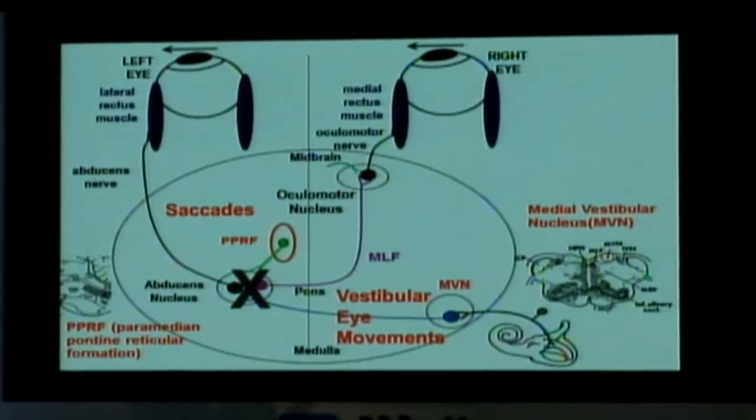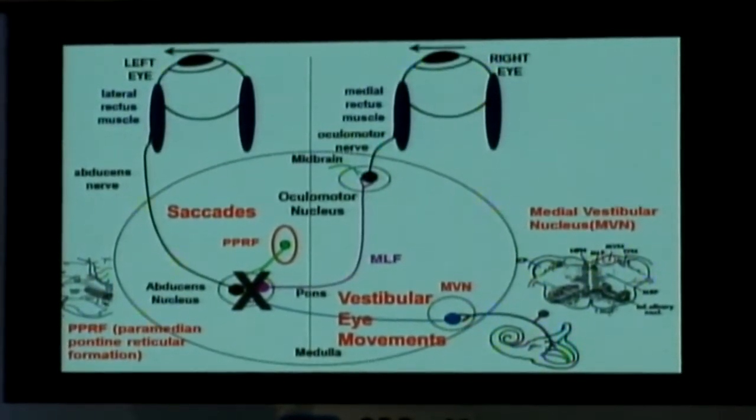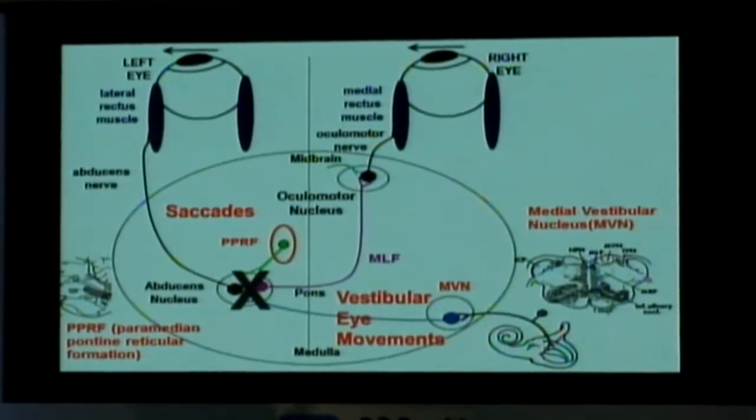So now we've seen one in the MLF and one in the pons. This simple diagram and a good bedside exam taking about a minute tells you exactly where the problem is. It's not in the orbit, it's in the brain.